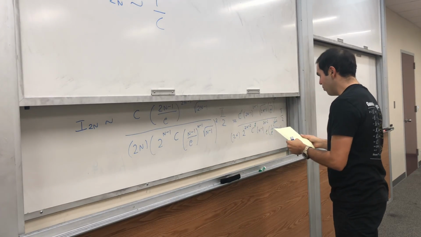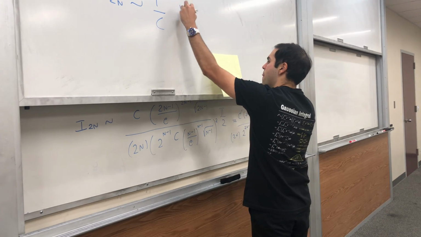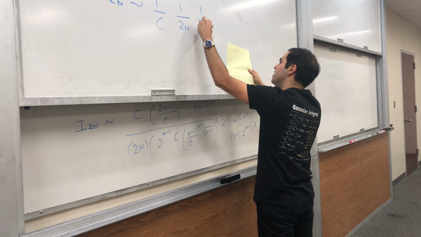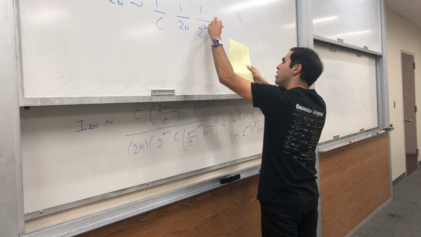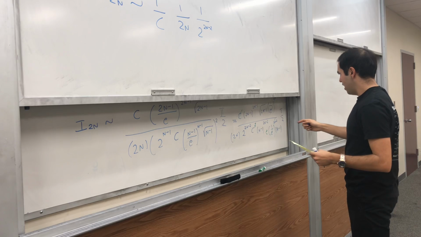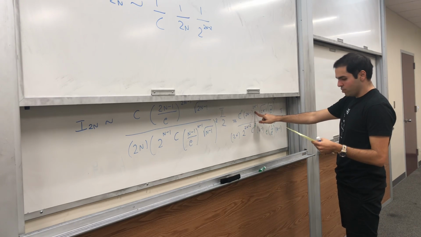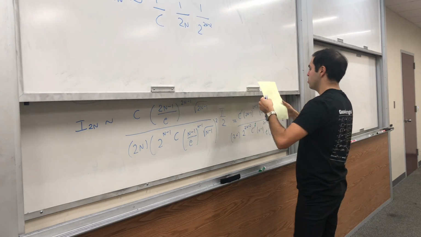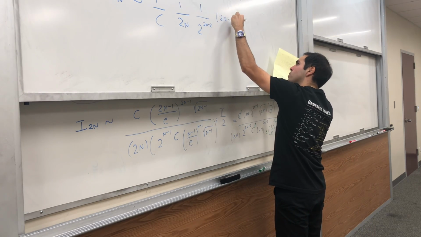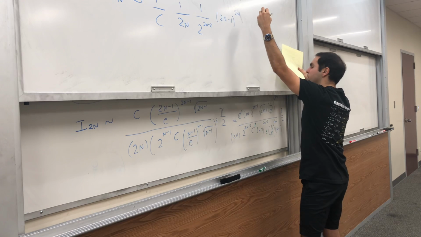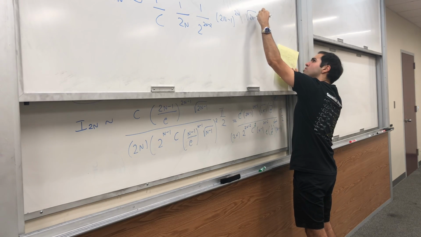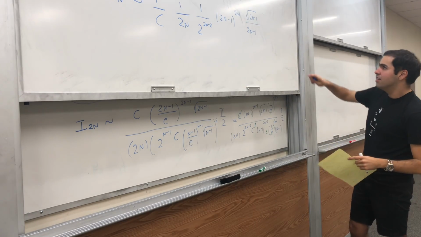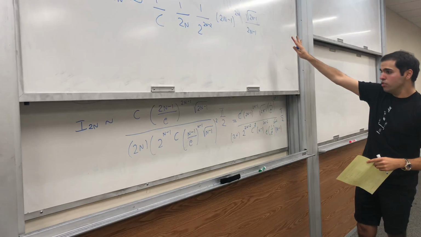1 over c, and then we have the 1 over 2n. We still have this 1 over 2 to the 2n minus 2. And then this 2n minus 1, you can take off the minus 1 here, so it becomes 2n minus 1 to the 2n. And then you can write the square root of 2n minus 1 as square root of 2n minus 1 over 2n minus 1. So that takes care of the numerator.